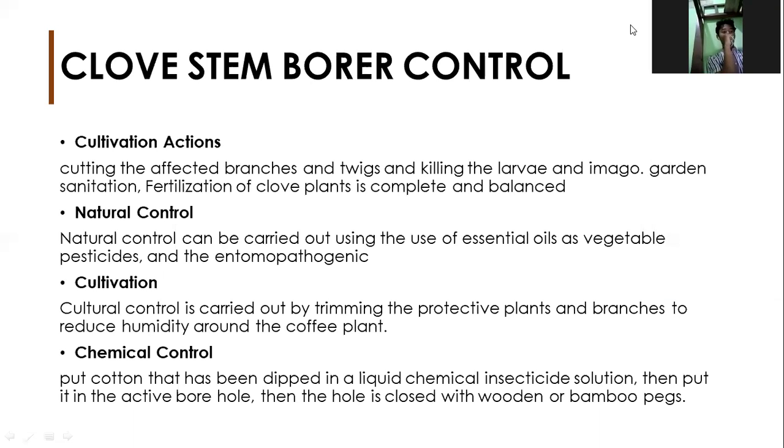Natural control can be carried out using essential oils as vegetable pesticide and entomopathogens. And the cultural control or cultivation is carried out by trimming the protective plants and branches to reduce humidity around the plant. The chemical control can be done by putting cotton that has been dipped in a liquid chemical insecticide solution into the bore hole. Then the hole is closed with wooden or bamboo pegs.